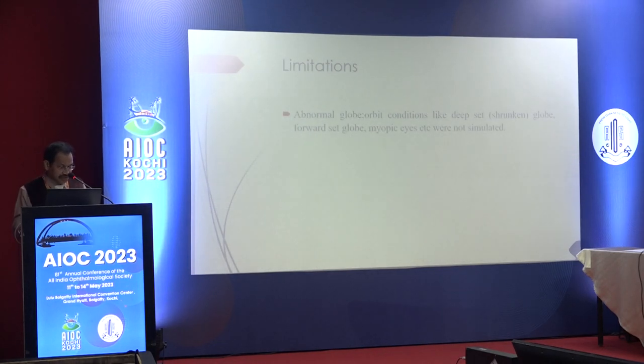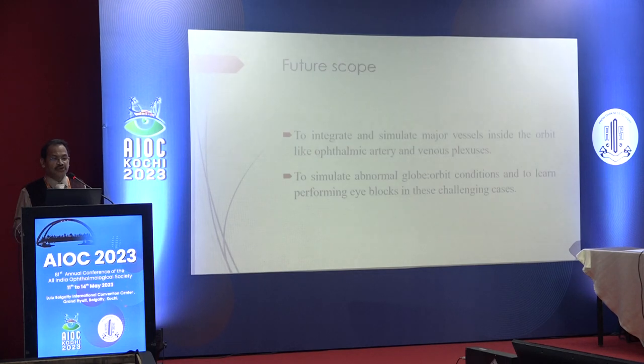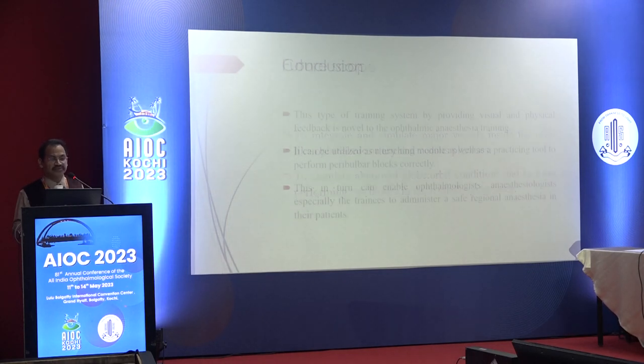Now, there were some limitations. One, we made only normal human globe and orbit relations. We have not mimicked an abnormal globe orbit like deep set eyes or forward set globes or myopic eyes. So in future, we are trying to integrate these abnormal globe orbit relation conditions, and also we will try to simulate major vessels which were lacking in this simulator, like the ophthalmic artery and venous plexus, in this mannequin.